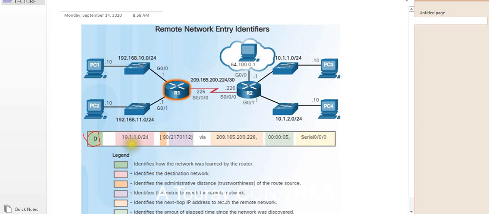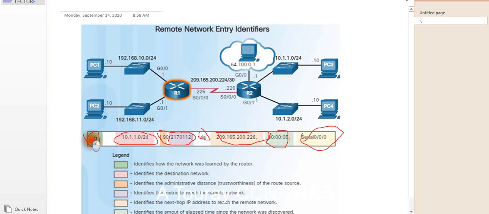Now look here. I have D, I have 10.1.1.0, and in this bracket I have two values separated by a slash. So I have 90 here, and I have 2170112, and I have via here. I have this IP address, I have this timer, and I have this interface here. So let's explain these things.